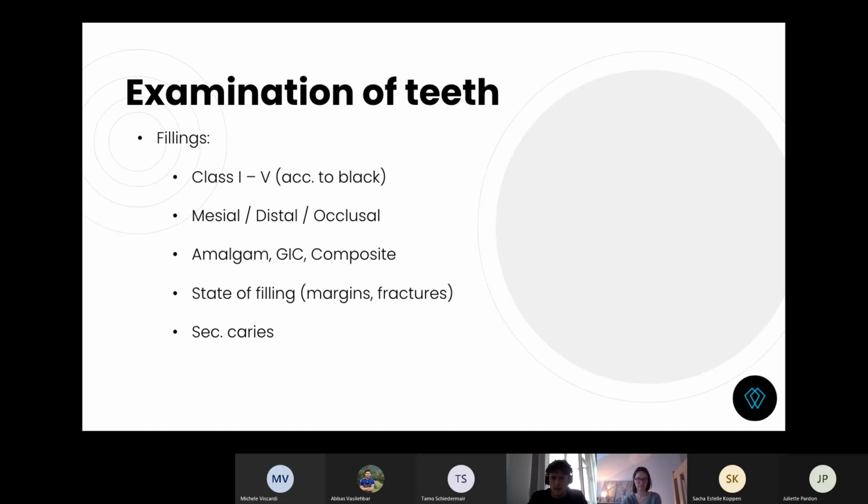Check the margins if they're well sealed to the tooth. Check for fractures. Check if the filling is loose, or just the general condition of the filling, and if it may be necessary to renew it. Also check for secondary caries, obviously. Next slide.